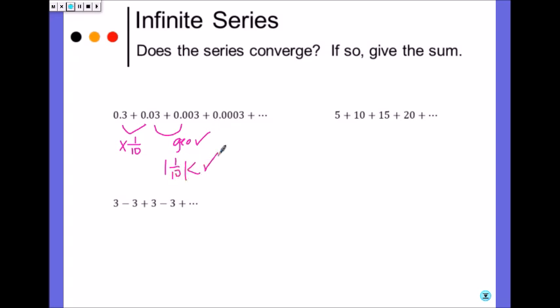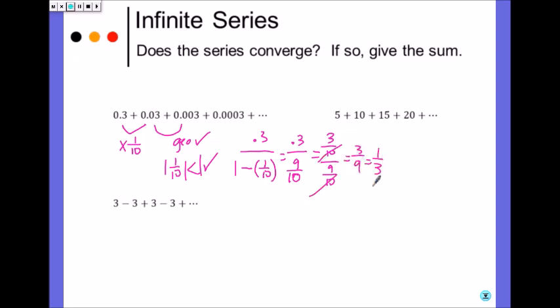Good. So that means it converges to the first term over 1 minus r, which is 0.3 divided by 9 over 10. So then you get 0.3 is 3 over 10 divided by 9 over 10. The 10s cancel out. This becomes 3 over 9, which is 1/3. Converges, or the sum goes to 1/3.